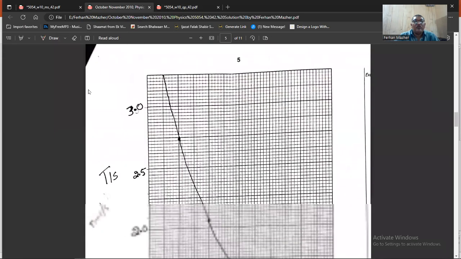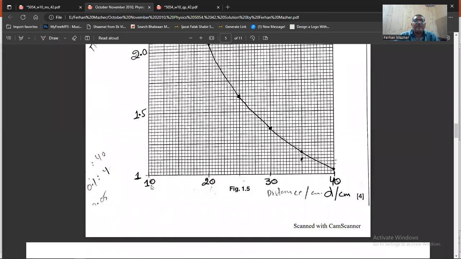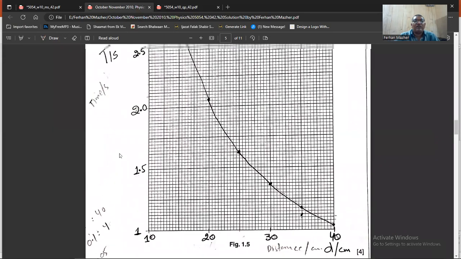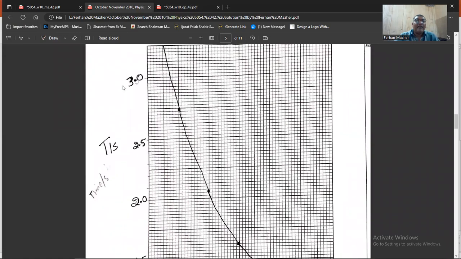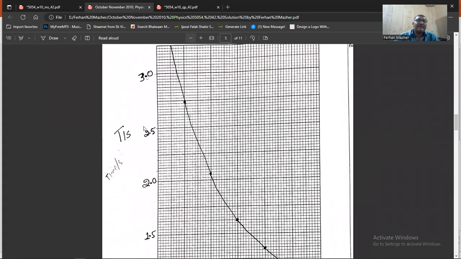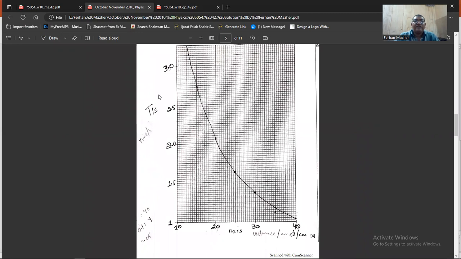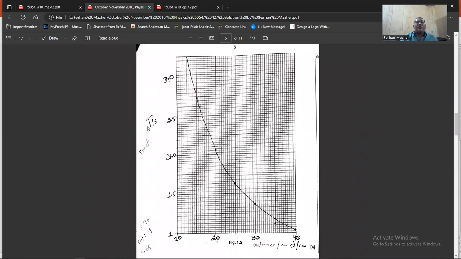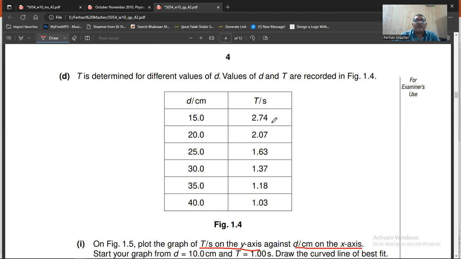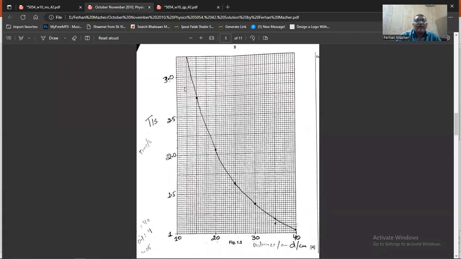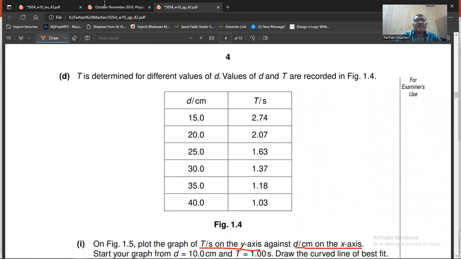So let me show you. The D will be starting from 10 and the time will be starting from 1 second. Here you can see on the x-axis we have represented the D in centimeters, and on the y-axis we have represented T, which is in seconds. And then I will plot those points. At 15, the time is 2.74. And at 20, it is 2.07.